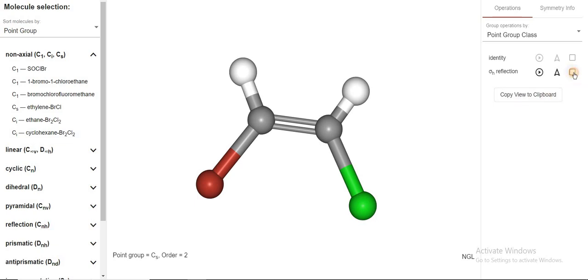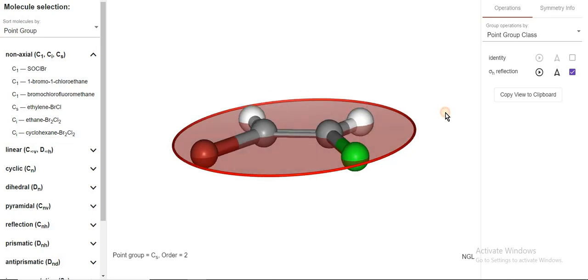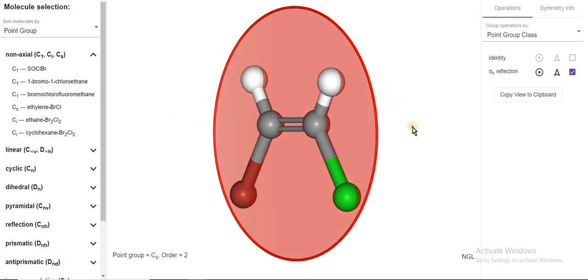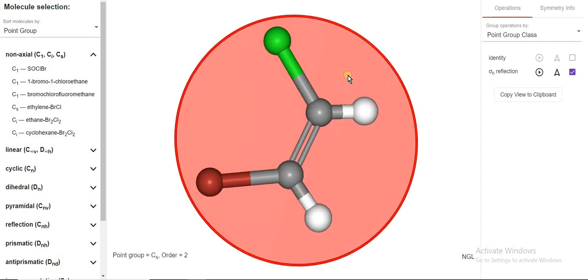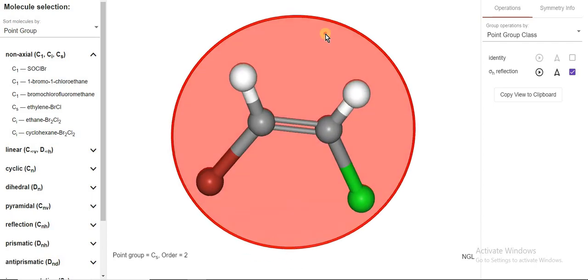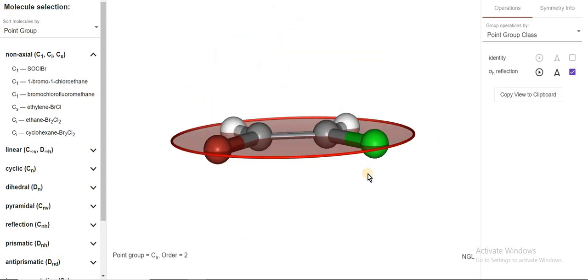Okay, this plane is a reflection plane. Sigma H plane. H stands for horizontal plane. Here this is also the molecular plane, because this plane contains all the atoms of the molecule. So this sigma plane, the operation of the plane is reflection.